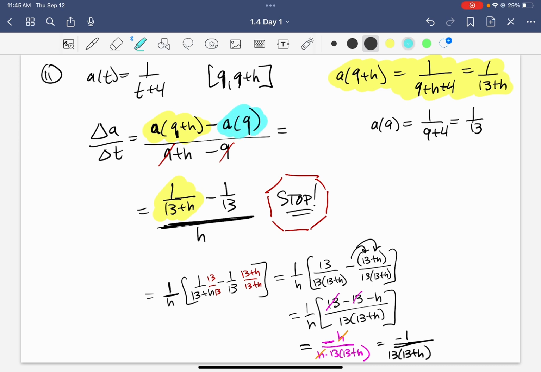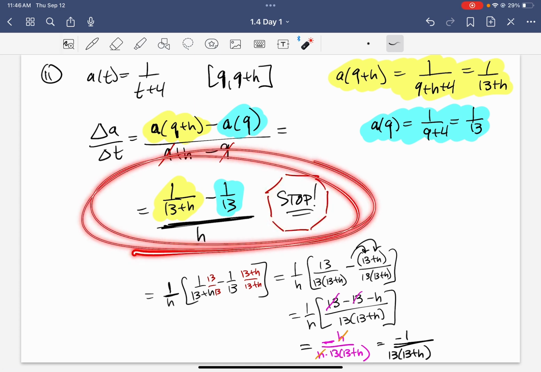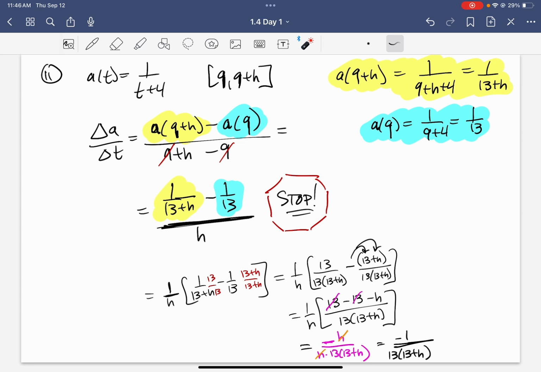And then A of 9 just means you plug in 9 into A, and we get 1 over 13. So again, trying to make my A's and my 9's look different. So that would be what this is. Then in the denominator, if you have 9 plus an h, subtract a 9, the 9's cancel out and just leave you with h. If you get this far, good job on you. Give yourself a high five. That is as far as you need to go for this second.